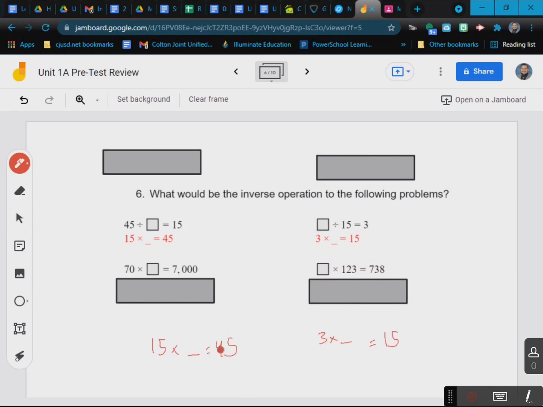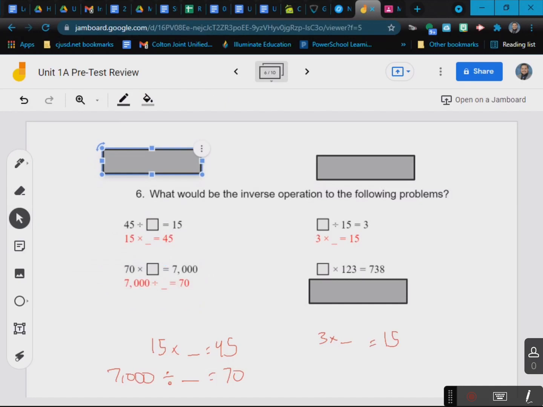Think of opposite day, right? You're doing the exact opposite. So this is multiplication now. 70 times blank equals 7,000. So the opposite of multiplication is division. So 7,000 divided by blank equals 70. Okay? 7,000 divided by blank equals 70.